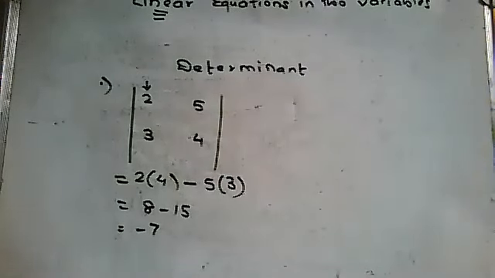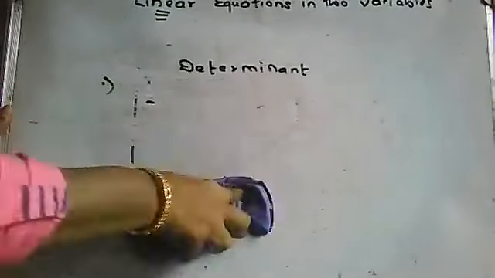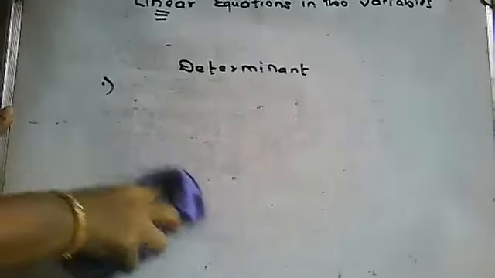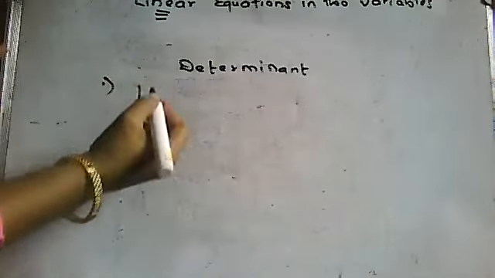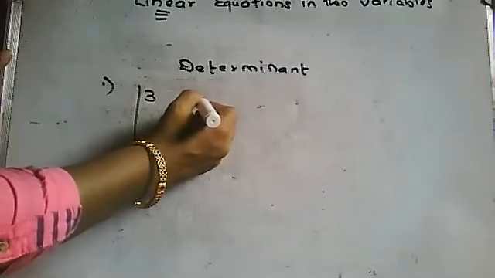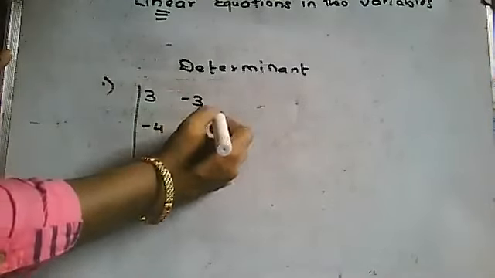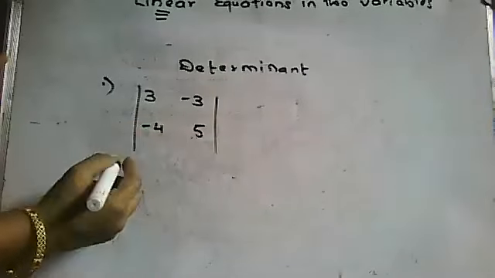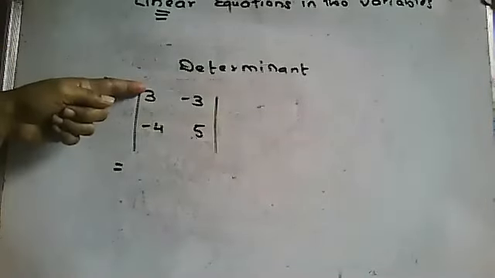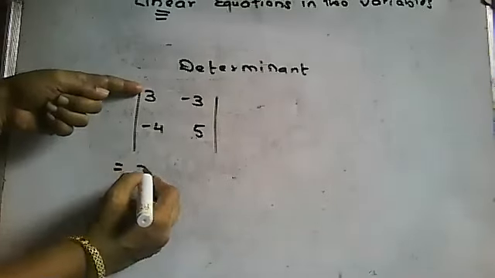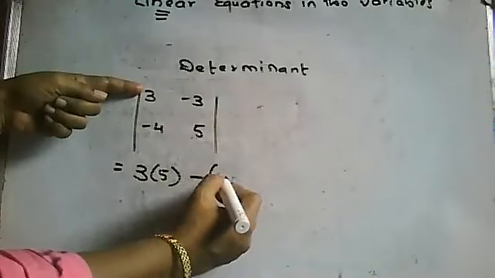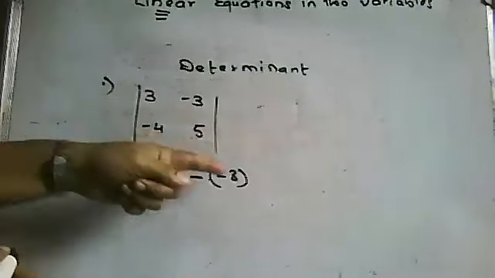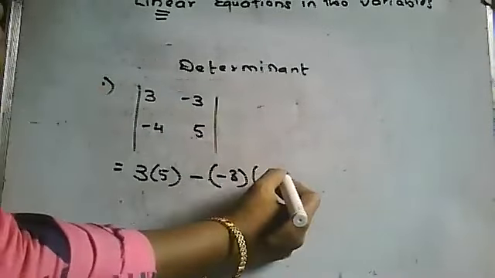Okay, written. I'll give you one more sum. I'll show you, and then I'll give you different sums to solve to find the answers. Suppose 3, minus 3, minus 4, 5, as I said, is equal to. We will start with this number. So 3 into 5 minus, in between minus sign. Now this 3 is also negative, so I'm writing in bracket, into minus 4.